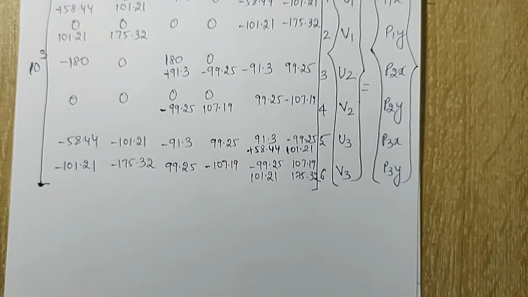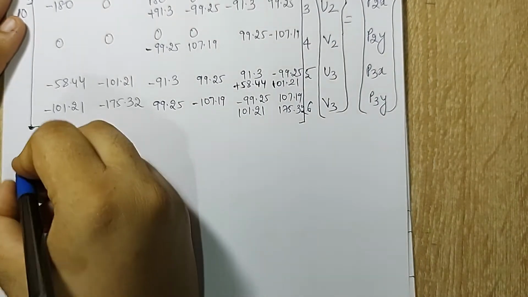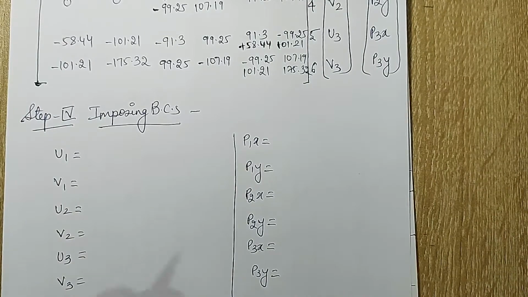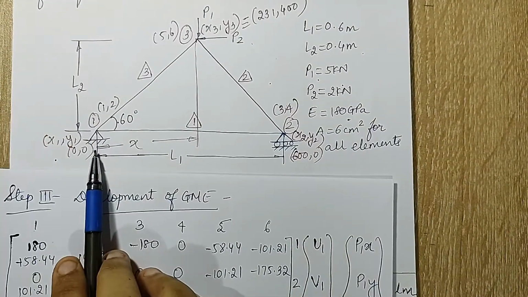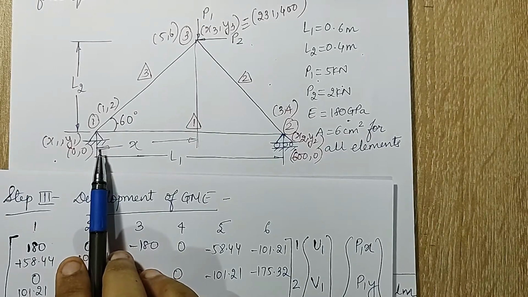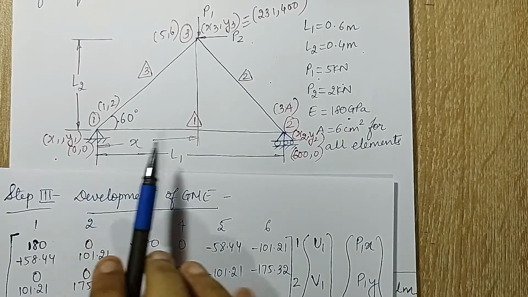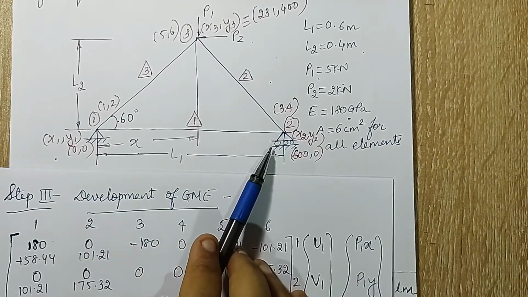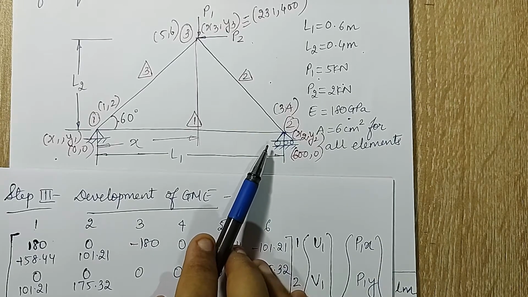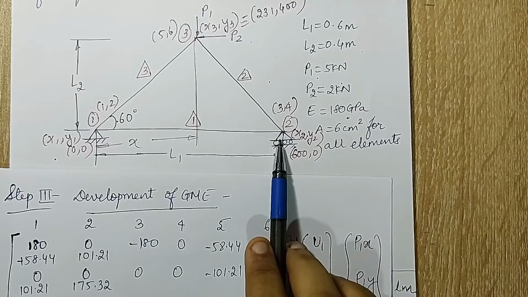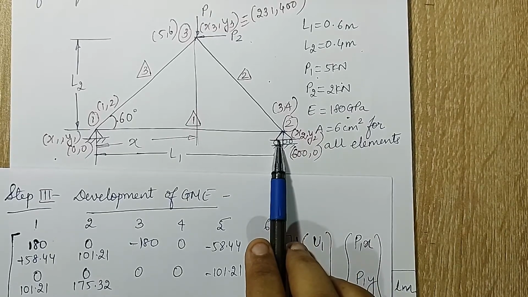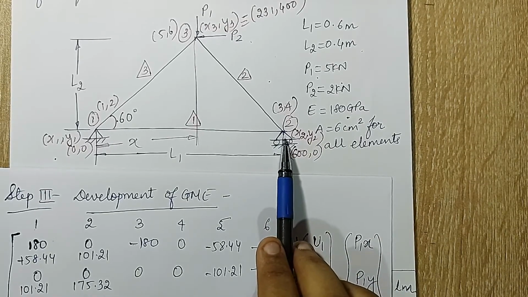Next I'll go for step 4, imposing of boundary conditions. These are the variables that I have. I'll go to the question. When I observe the question, first node is hinged. So u1, v1 will be 0, no displacement at these points. Node 2 has a roller. Now the property of roller is that it can move along the x-axis but it cannot move in the y direction. So it is constrained to move in y direction. So the value of V2 will be 0.